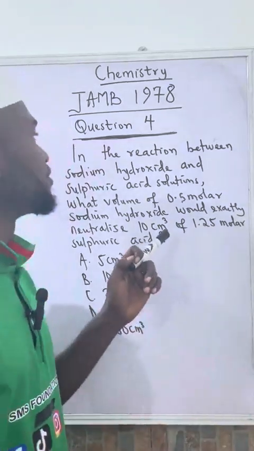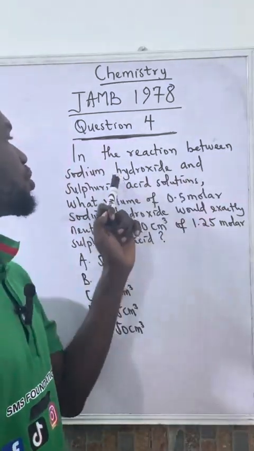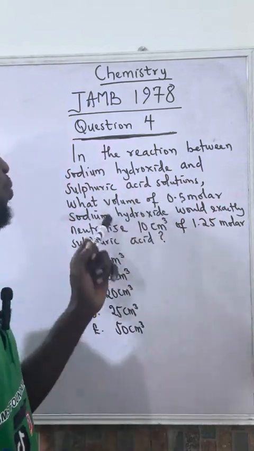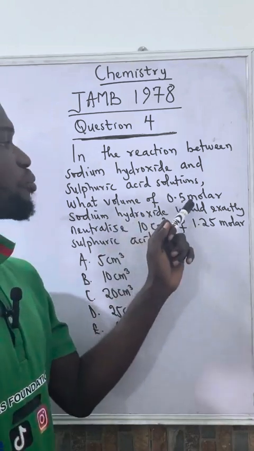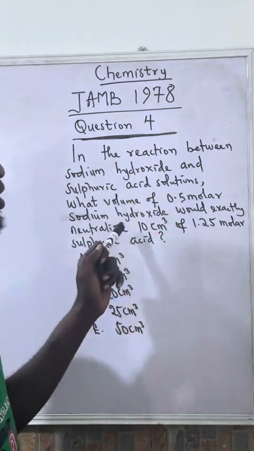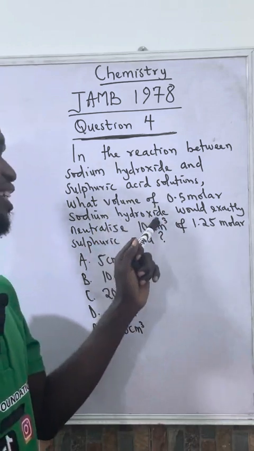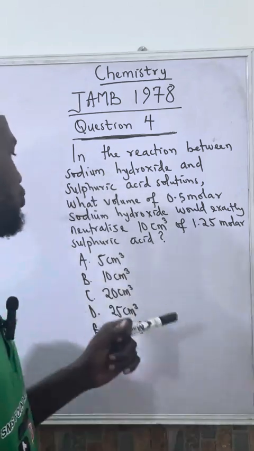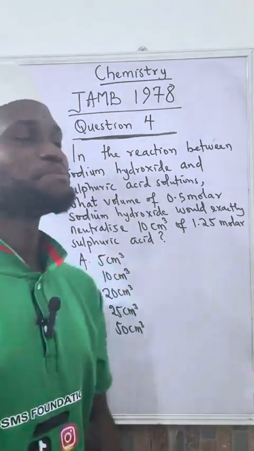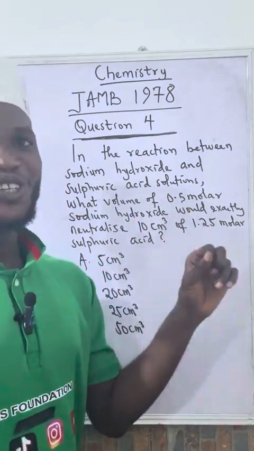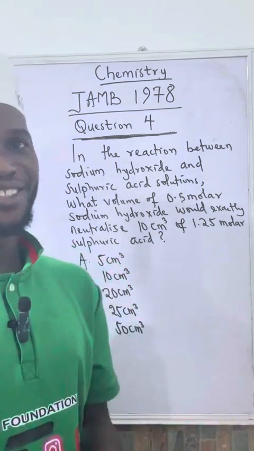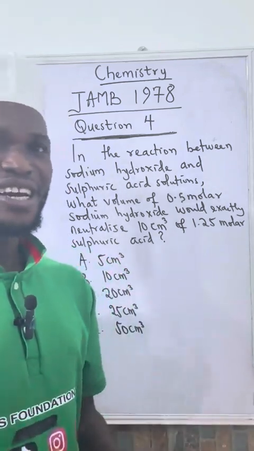Consider this question. In the reaction between sodium hydroxide and sulfuric acid solution, what volume of 0.5 molar sodium hydroxide would exactly neutralize 10 cm³ of 1.25 molar sulfuric acid? Very good. This is a question on titration, which we call volumetric analysis, or quantitative analysis.